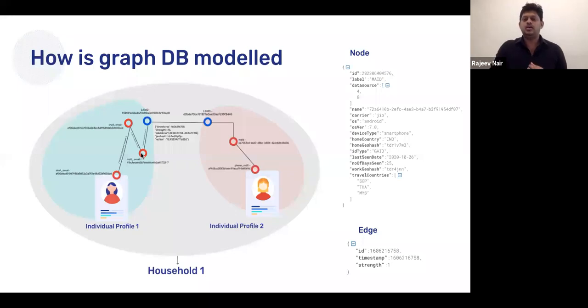And we have given an example here of what the properties of a node are, or what the properties of an edge are.